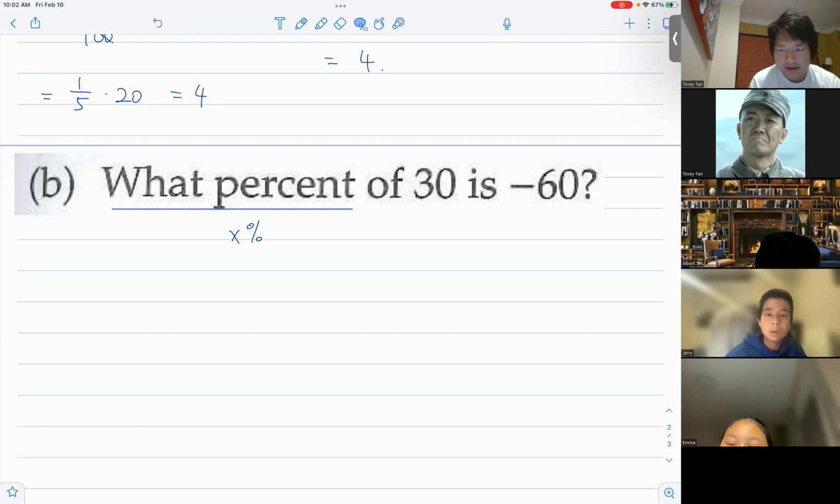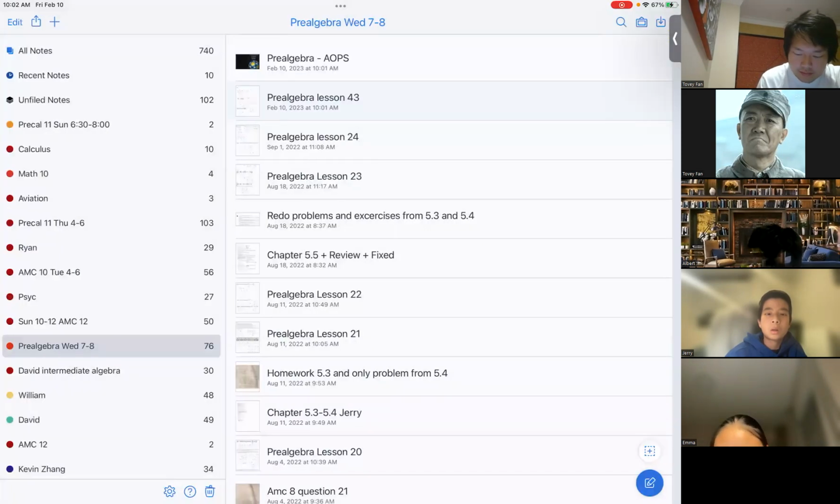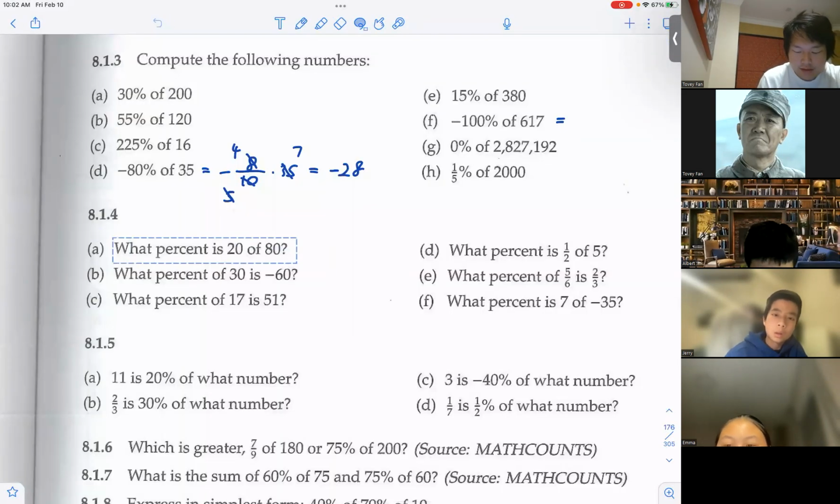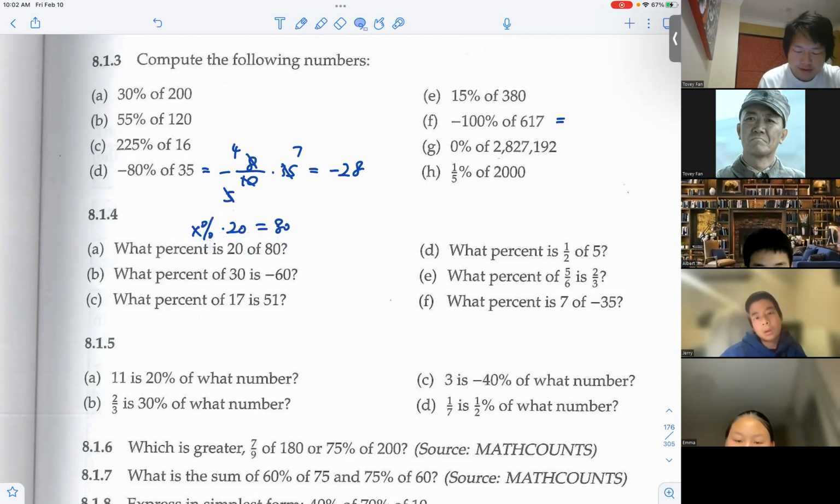Okay, sorry. I think it's asking what percent of the first number is the second number. What percent of 30 is negative 60. Sorry, I explained it wrong. I got confused here. Actually this one is asking what percent of 20 is 80. So we should do x percent times 20 equals 80 rather than the other way around. Question A and question B have different wording. Question A is what percent is 20 of 80, right? So they're different.